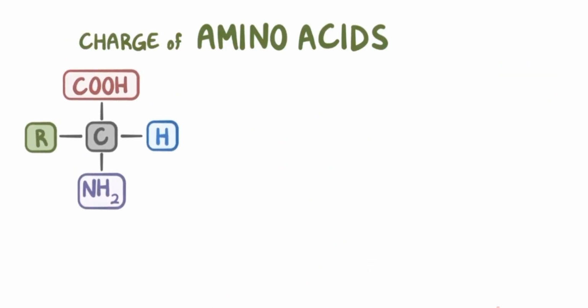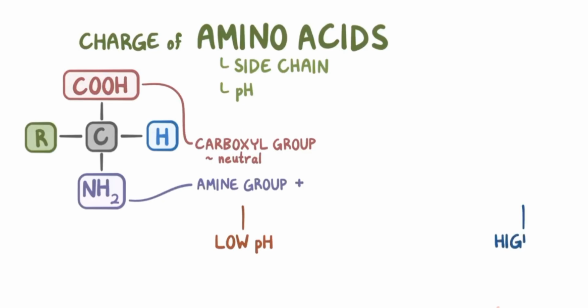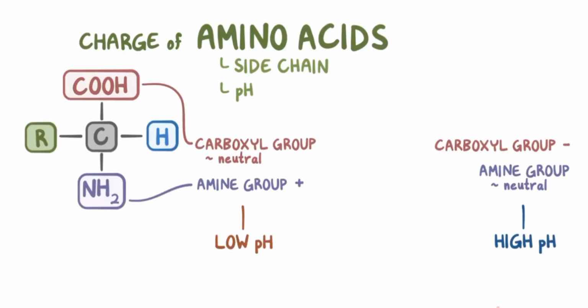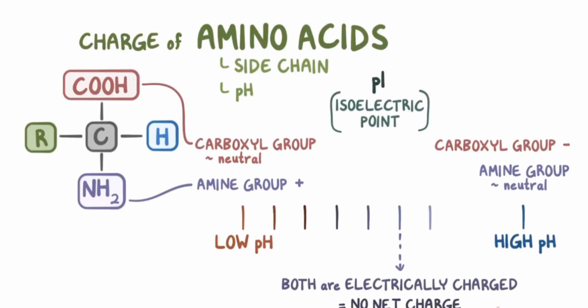Now, keep in mind that the charge on an amino acid really depends on its side chain, as well as the pH. For example, at a very low pH, the amine group is positive, while the carboxyl group is neutral. And at a very high pH, the amine group is neutral, and the carboxyl group has a negative charge. And at a pH that's somewhere in between, both groups are electrically charged, and they cancel each other out, resulting in no net charge for the amino acid. The just right pH, also known as the pI or isoelectric point, is different for every amino acid, and it depends on the specific side chains.